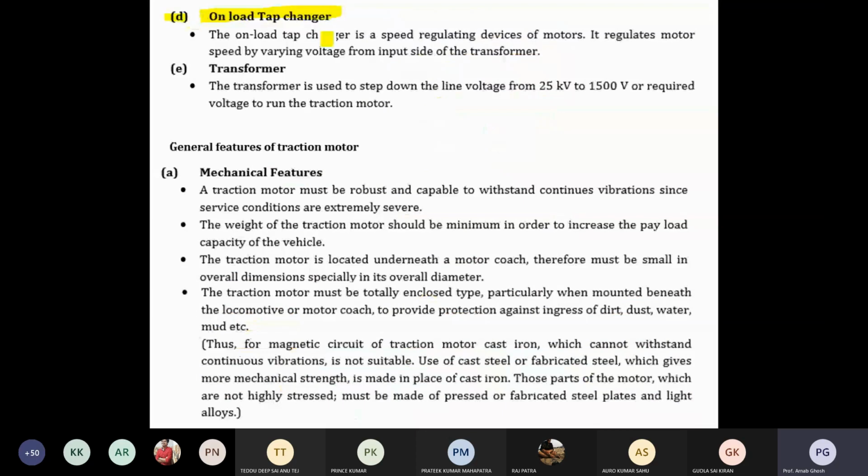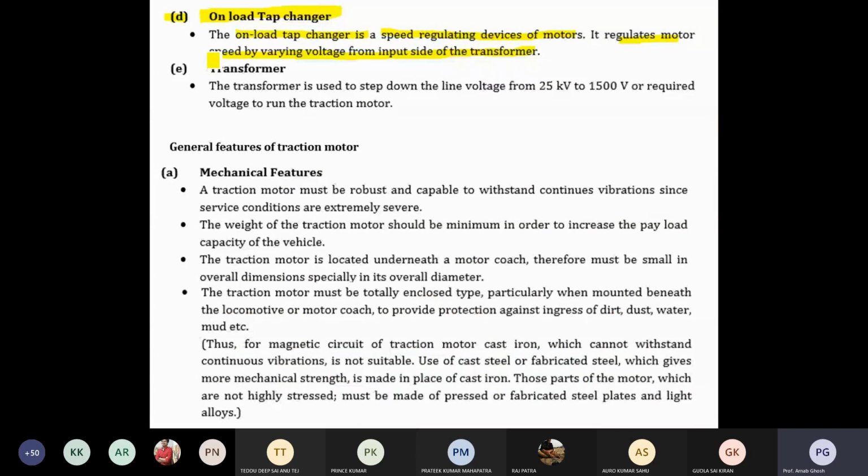The on-load tap changer is a speed regulating device of the motor that regulates the motor speed by varying the voltage from the input side to the transformer. So the output of the transformer is changed by the tap changer, and you can control the input voltage of the motor. Okay, then the transformer is there.